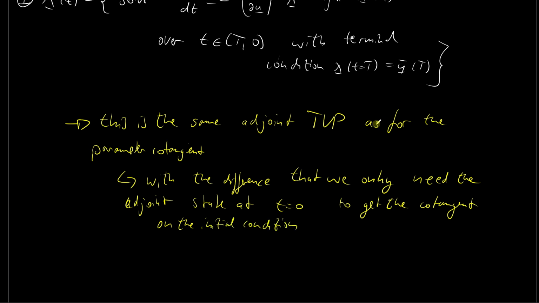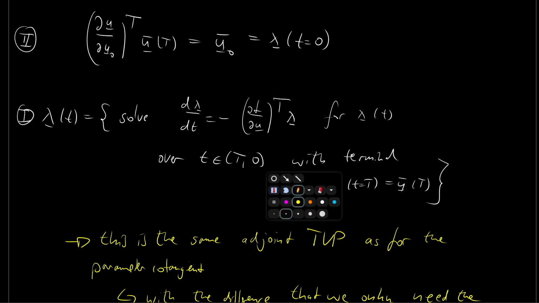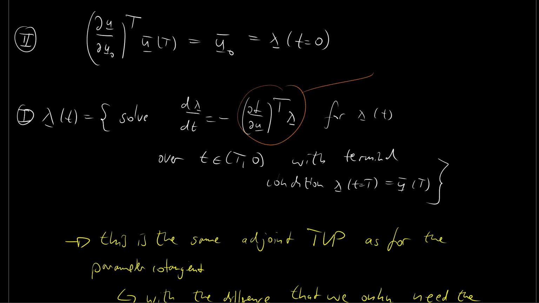Since it is a similar adjoint TVP, we again have our Jacobian transpose vector products here, the ones that we also saw for the parameter cotangent. And again, two strategies: either using reverse mode autodiff or by just knowing this Jacobian.